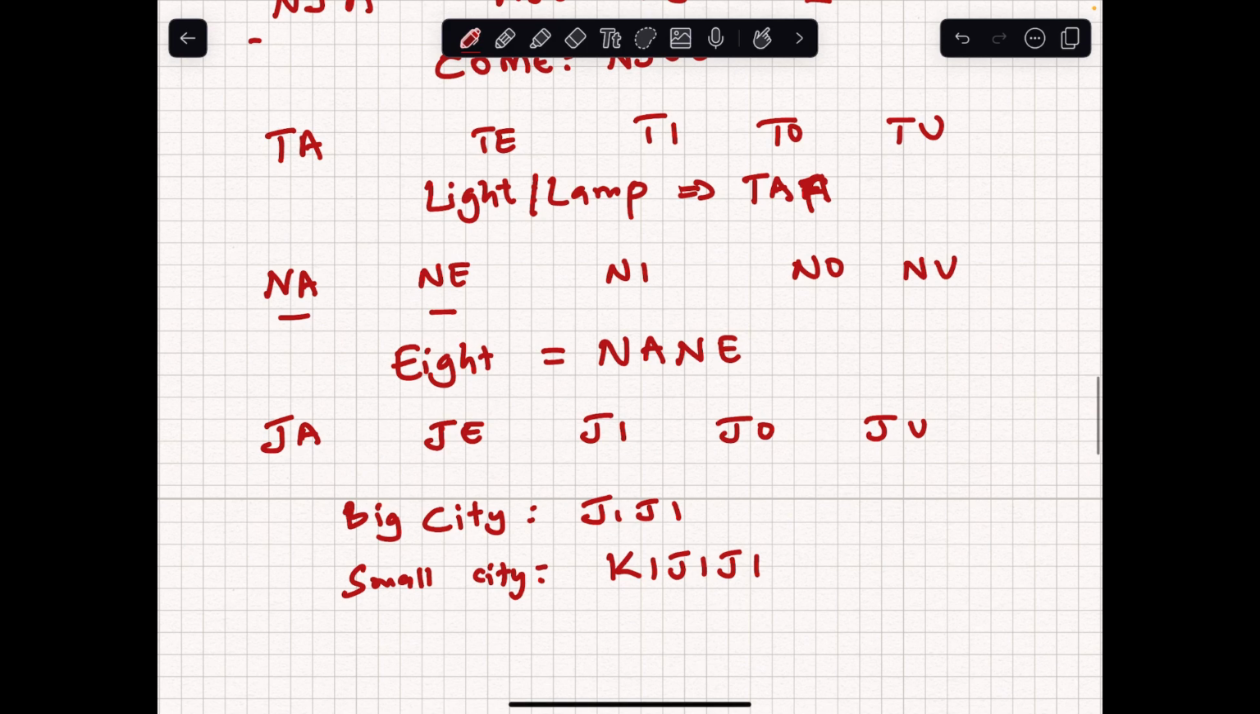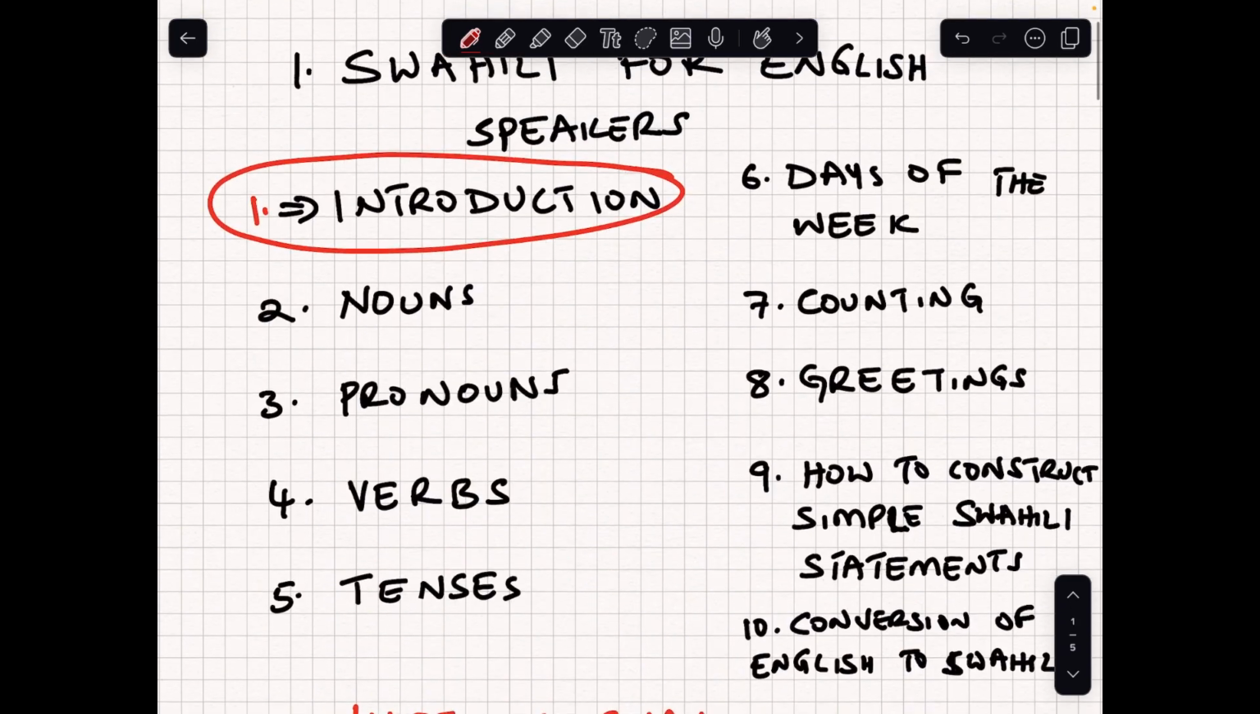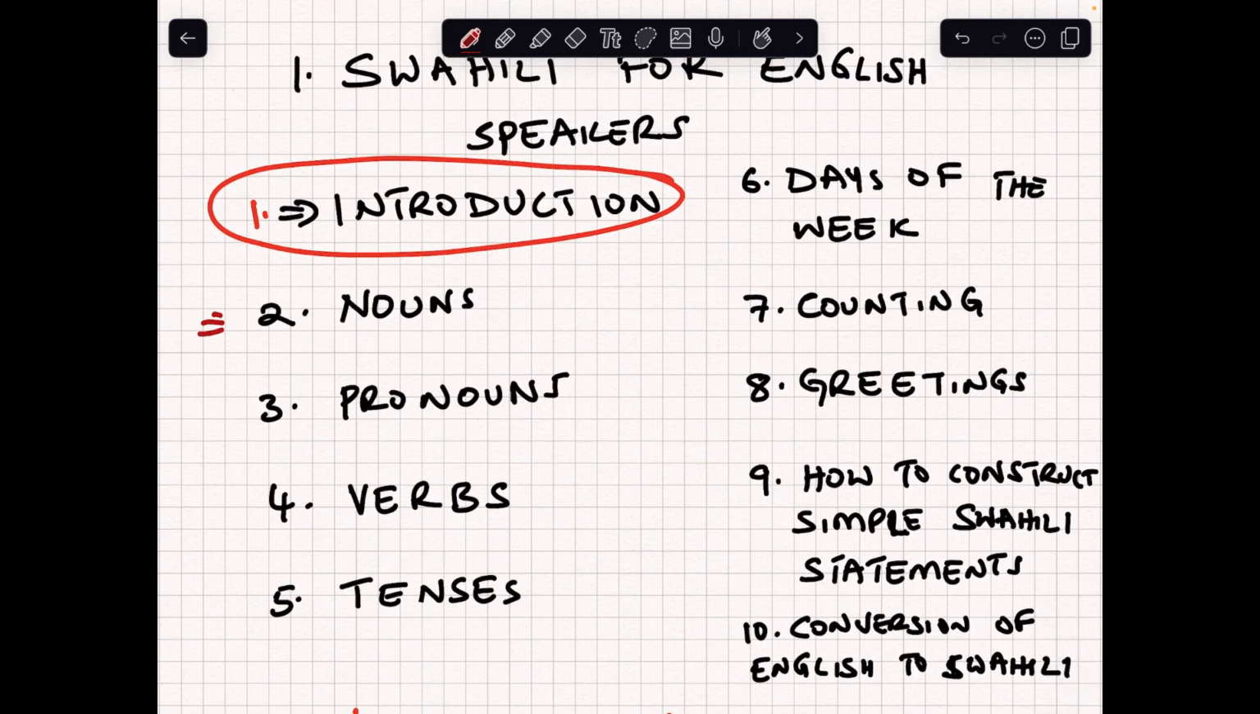Thank you very much. That marks the end of this first lesson. Remember, we are following this schedule. The next lesson will be on nouns, where we will look at some of the common nouns, and then singular and plural.